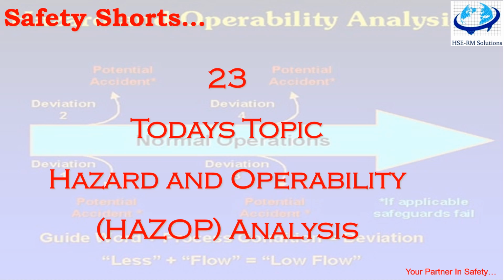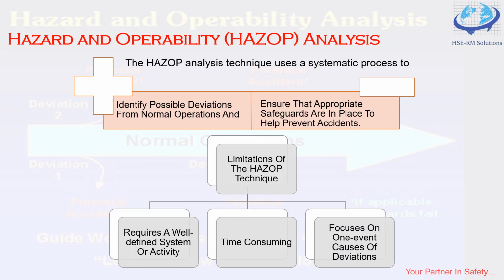Now let us see what we have in the box today. As you can see, let's start with the definition part. The HAZOP analysis technique uses a systematic process to identify possible deviations from normal operations, and secondly to ensure that the appropriate safeguards are in place to help prevent accidents. Now this is just the definition approach.